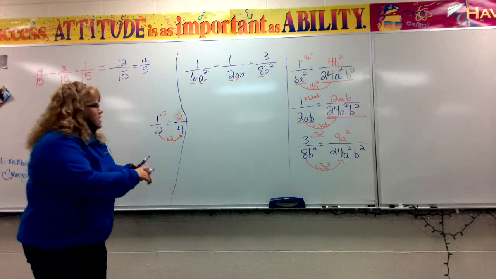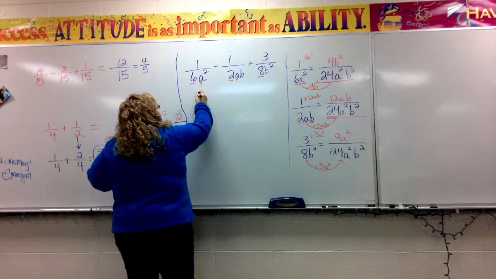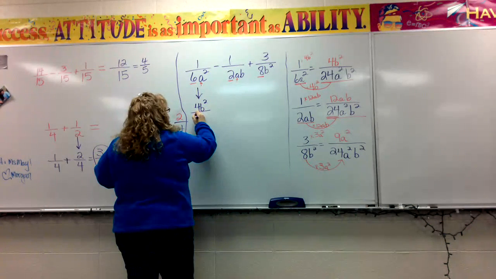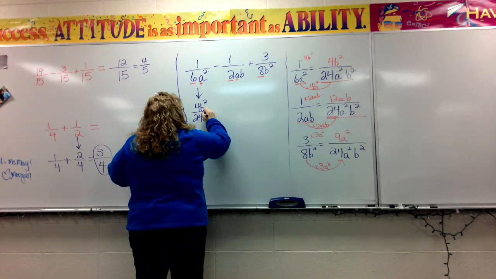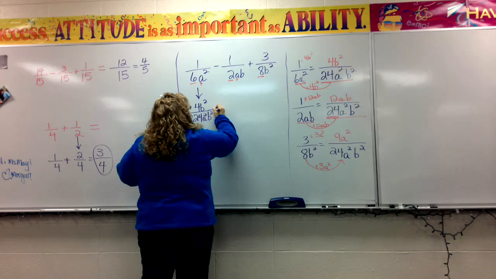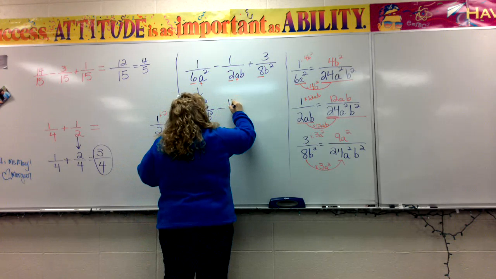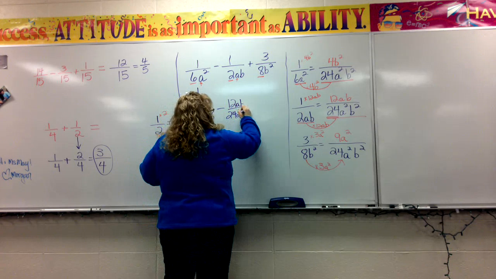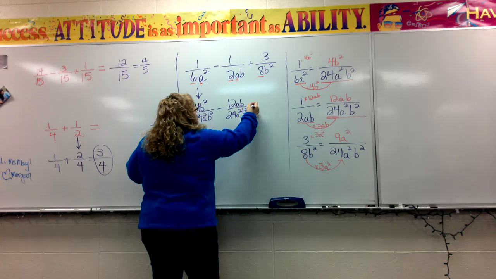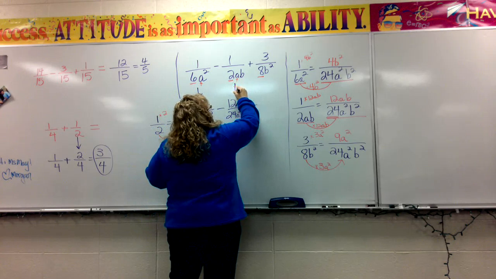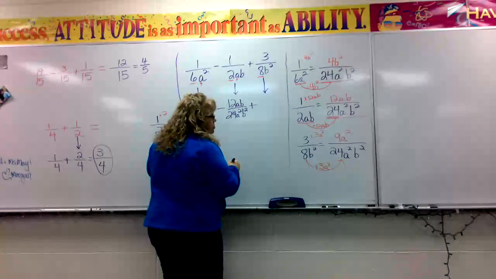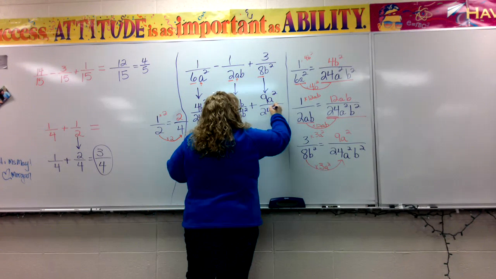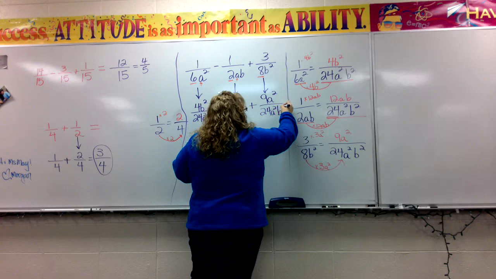So there they are, the equivalent fractions. This one, 4B squared, should have made a bigger line, minus 12AB over, and then plus, what's this one equivalent to? 9A squared over. Like that?